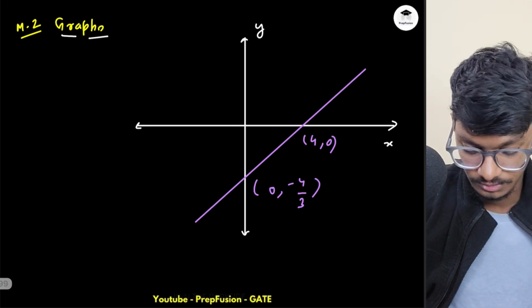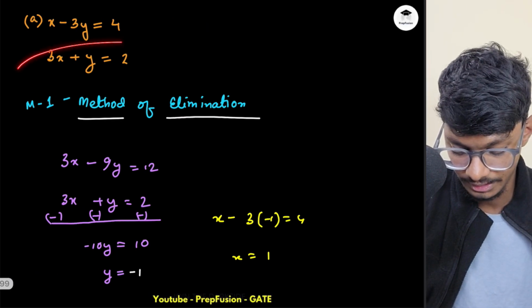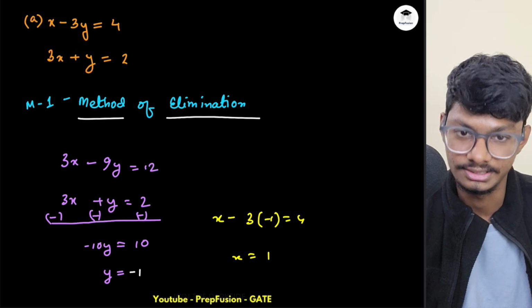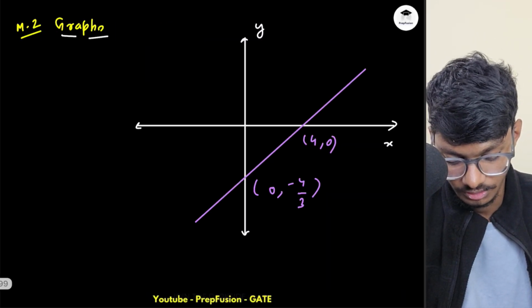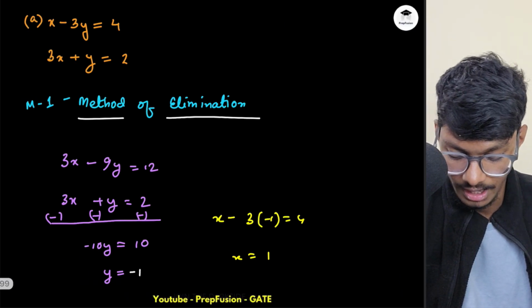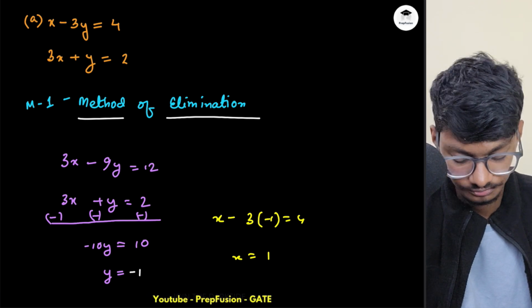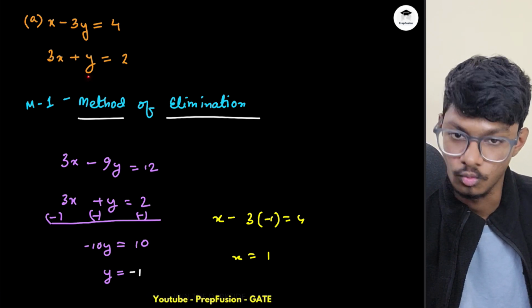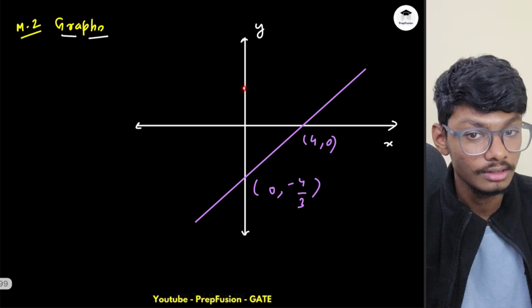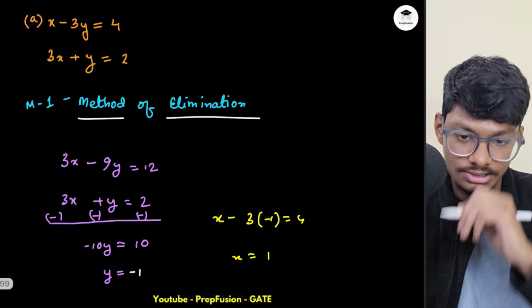Now let's plot the other graph. Here, what is the x intercept? The x intercept is 2 by 3, so it is somewhere around here. And what is the y intercept? The y intercept is 2, so it is somewhere around here. And what is the slope? This time the slope is negative.